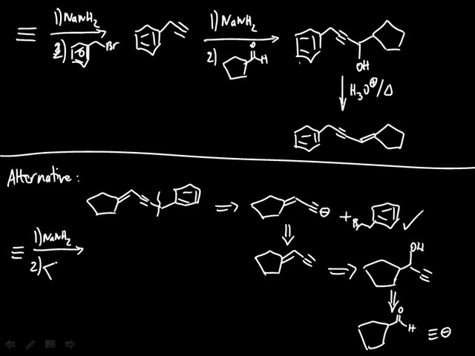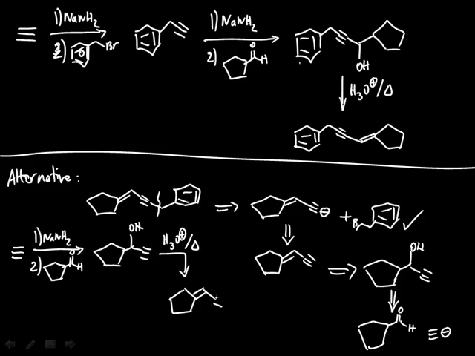the first step we would react it with our aldehyde to give us the alcohol. Dehydration of this alcohol will give us the alkene, which can then be deprotonated again and then treated with benzyl bromide to give us the final product that we desire.